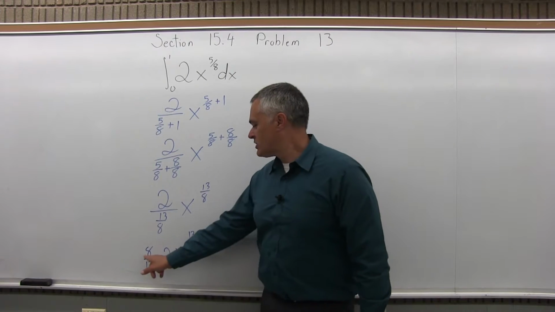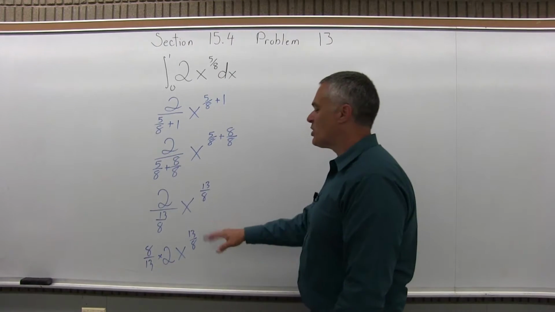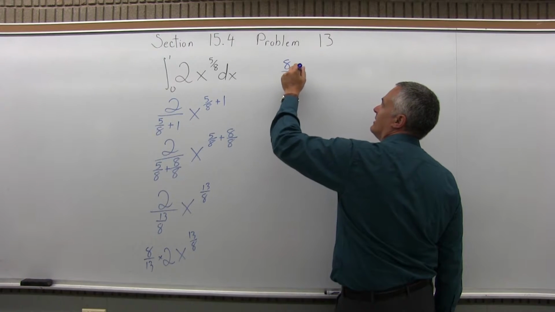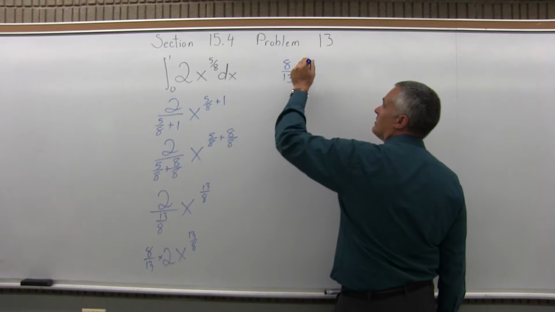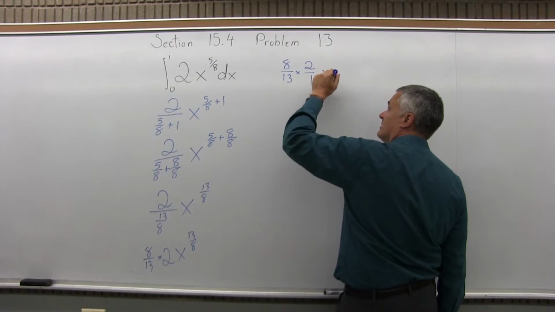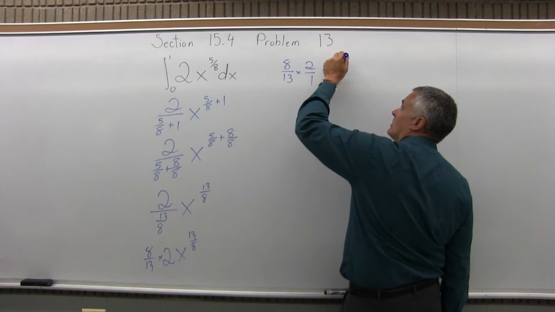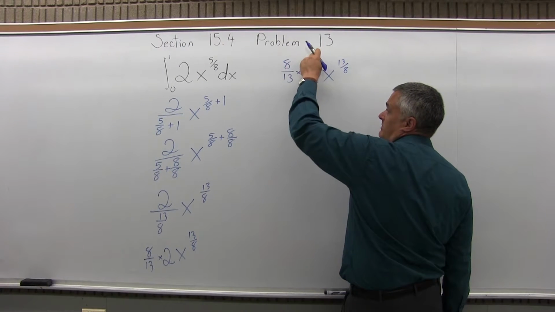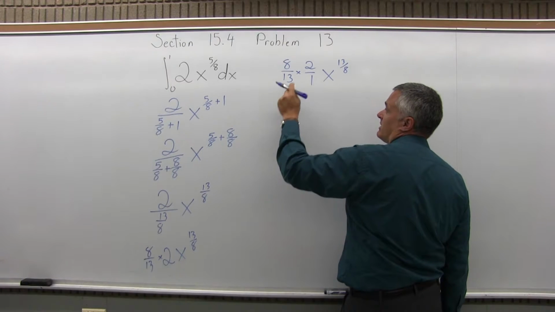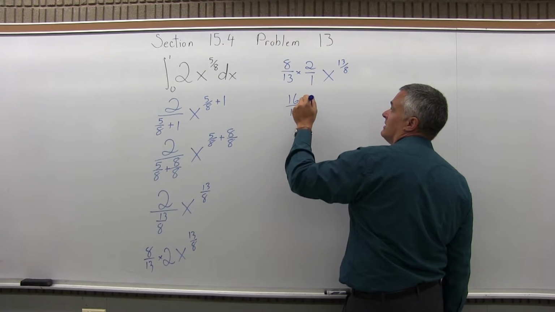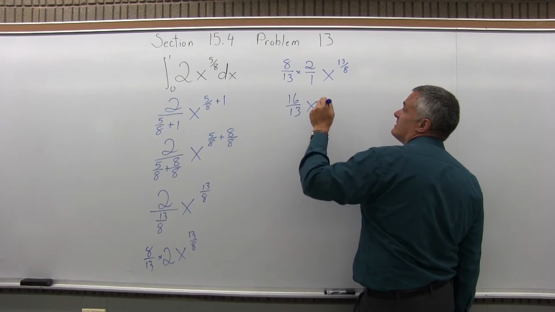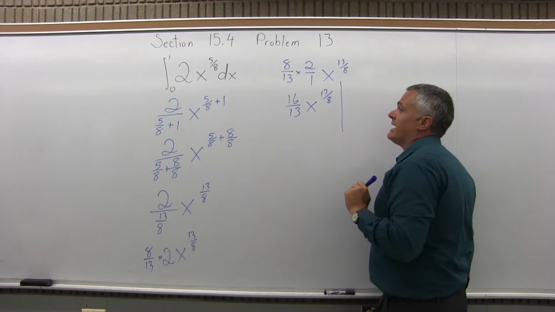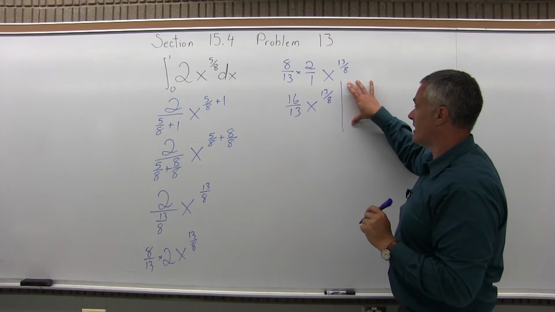To do a multiplication of a fraction times a whole number like that, let me put a 1 under the whole number. So I'll keep the 8 over 13 in front times, instead of 2, let me write the 2 as 2 over 1. That's still a 2. And then I have x to the 13/8. Now when I multiply my fractions, top times top, 8 times 2 is 16, bottom times bottom, 13 times 1 is 13. So I have 16/13 x to the 13/8. That's the answer for the integral, so I put a long vertical line to the right of that.